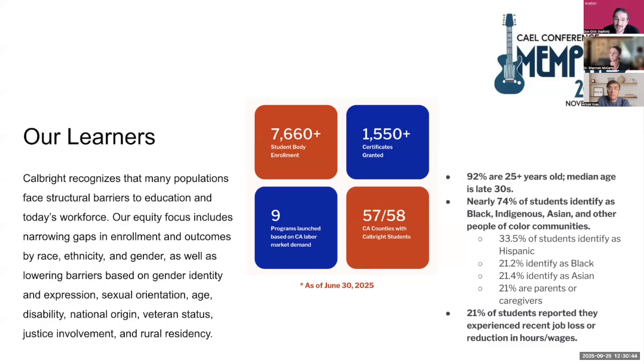We're almost 8,000 students today. We've awarded over 1,500 certificates. We have 9 programs launched, and those are really focused on the areas that we see opportunity in. And we are almost in every single county across California. And as you can see here, you can see some of the demographic information on the side of this slide here. I'm not going to repeat those now.